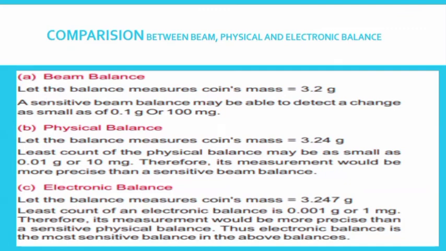The least count of an electronic balance is 0.001 gram or 1 milligram. Its measurement would be more precise than a sensitive physical balance. So, we can say that electronic balance is the most sensitive balance. Now you can easily understand and distinguish all kinds of measuring instruments and their uses in labs.